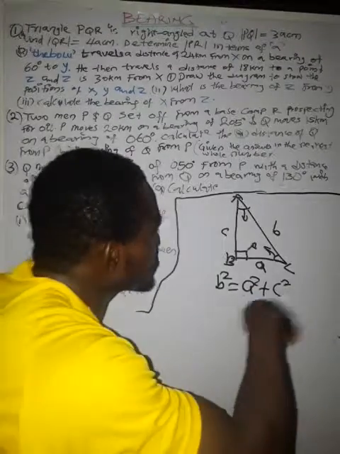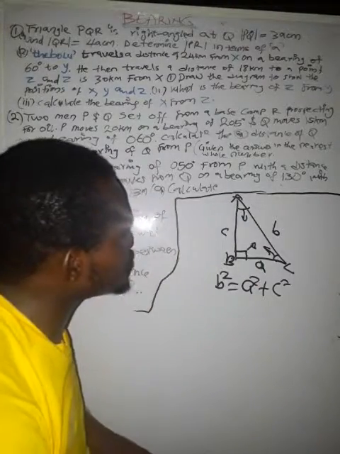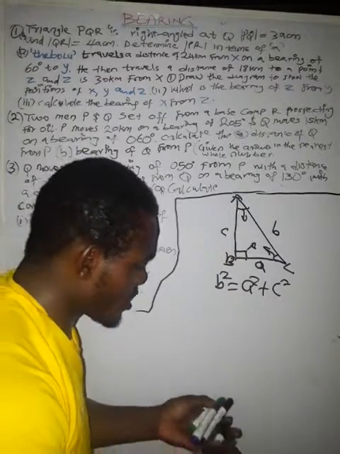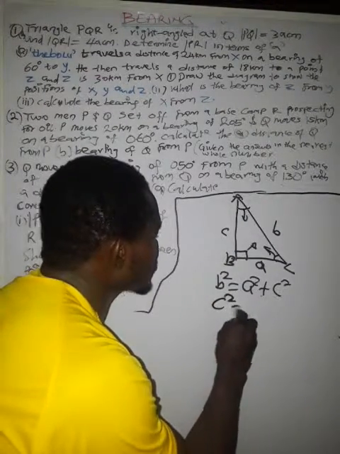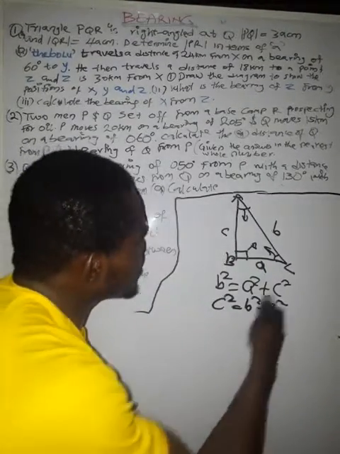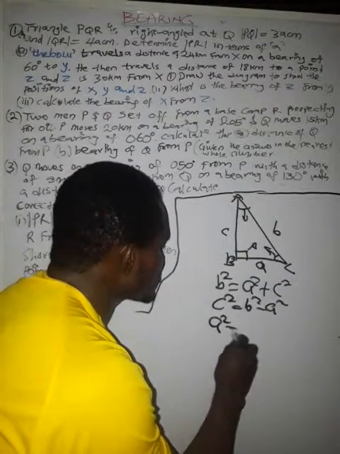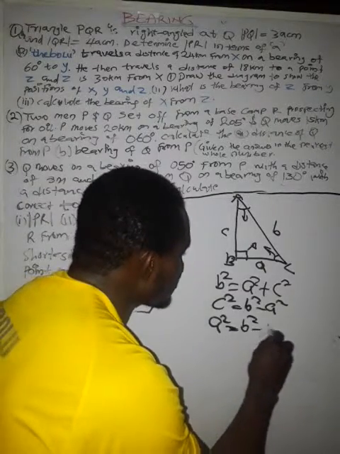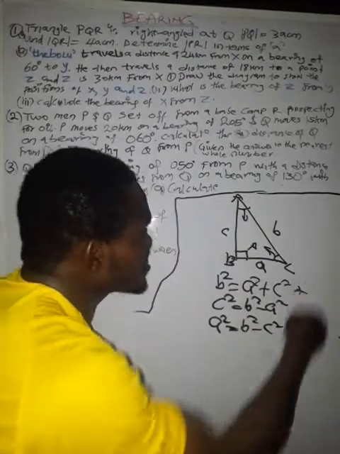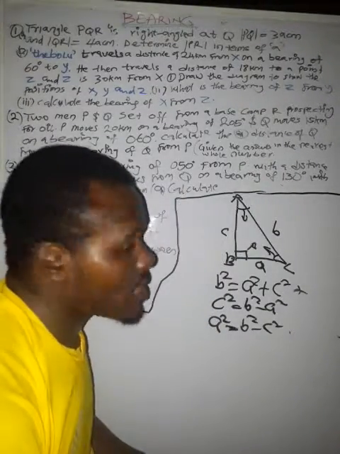So whichever, if you are given a and you are given b and you are asked to calculate c, then you can make c the subject of the formula. So I have c square equals b square minus a square. Maybe if we are given c and b and you need a, then a square equals b square minus c square. So this is how you play around with this first formula, one of the formulas you need in answering bearing questions.